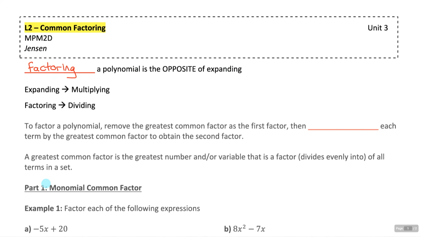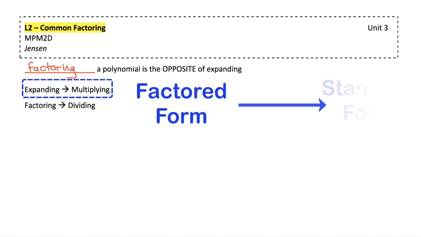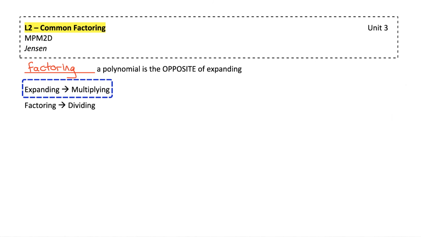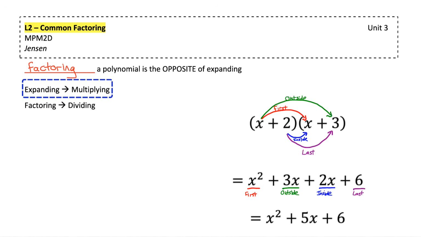In past math courses, you learned that expanding means to go from a product of expressions, factored form, into just a sum of a bunch of terms, which is standard form. And we do that by multiplying the factors together. There are different methods for multiplying factors, depending on what we have. We would either use the distributive property, or we could do FOIL if we had binomials being multiplied together.